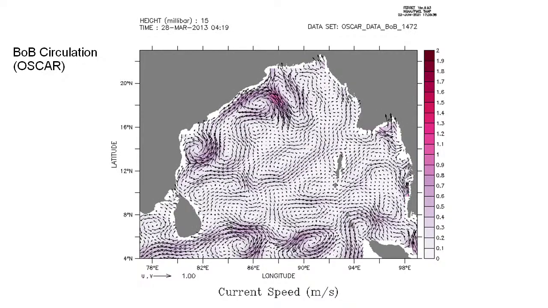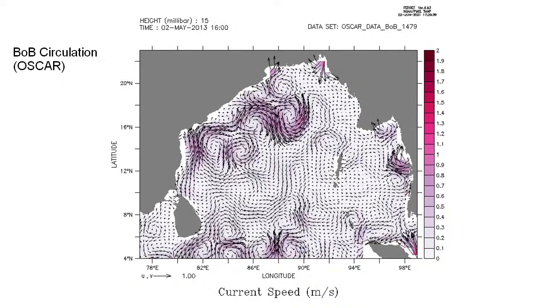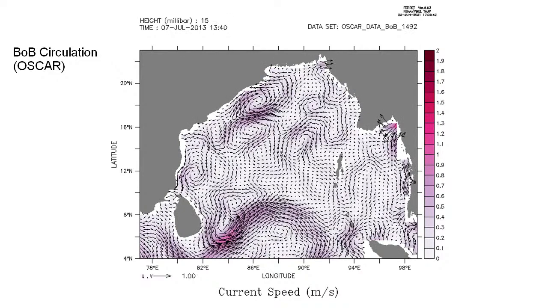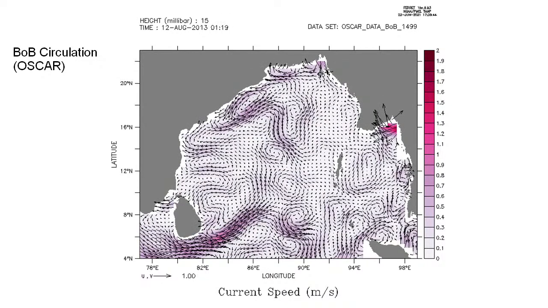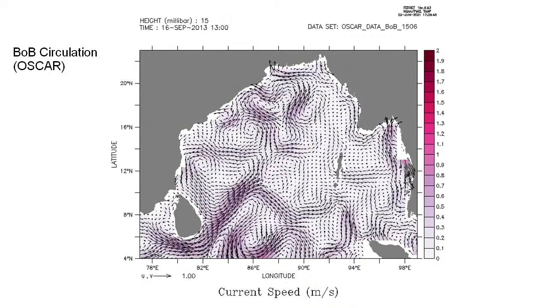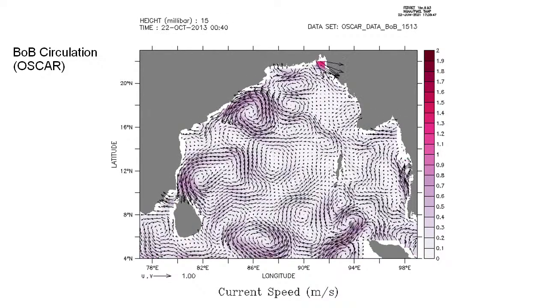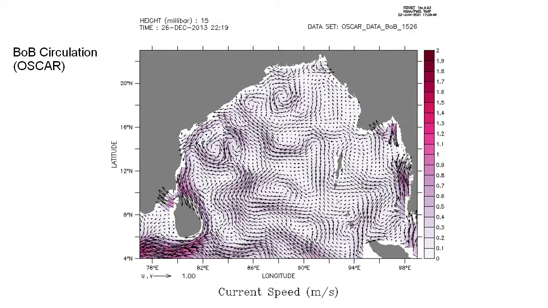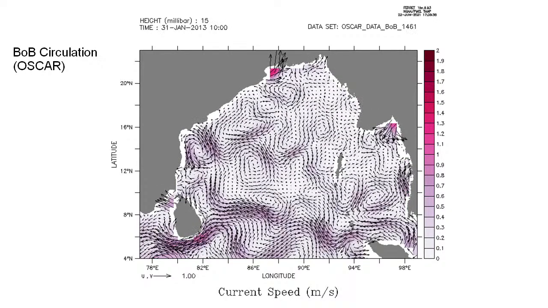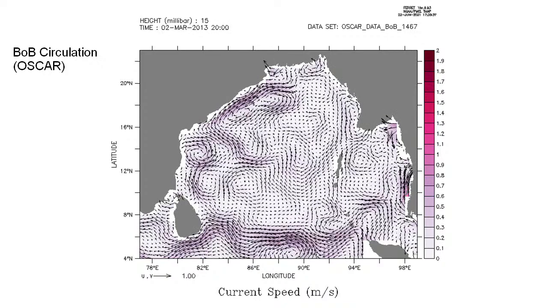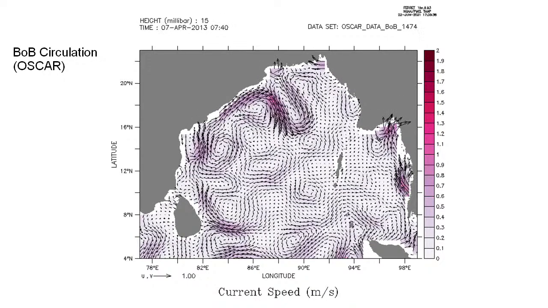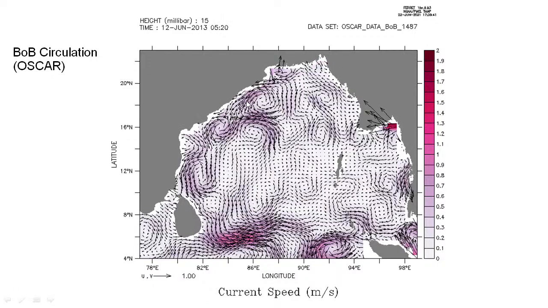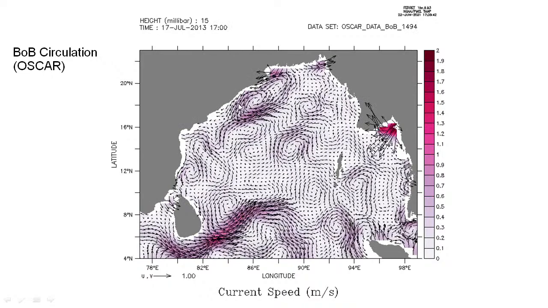We could get the geostrophic currents, and from the winds we could get the Ekman currents, so we could combine these. There is a beautiful product called OSCAR, which gives the surface circulation. What you see here as a movie is essentially the circulation in the Bay of Bengal. It's an animation spanning one full year, 2013, and you can see a strong flow along the east coast, and that varies quite a lot.